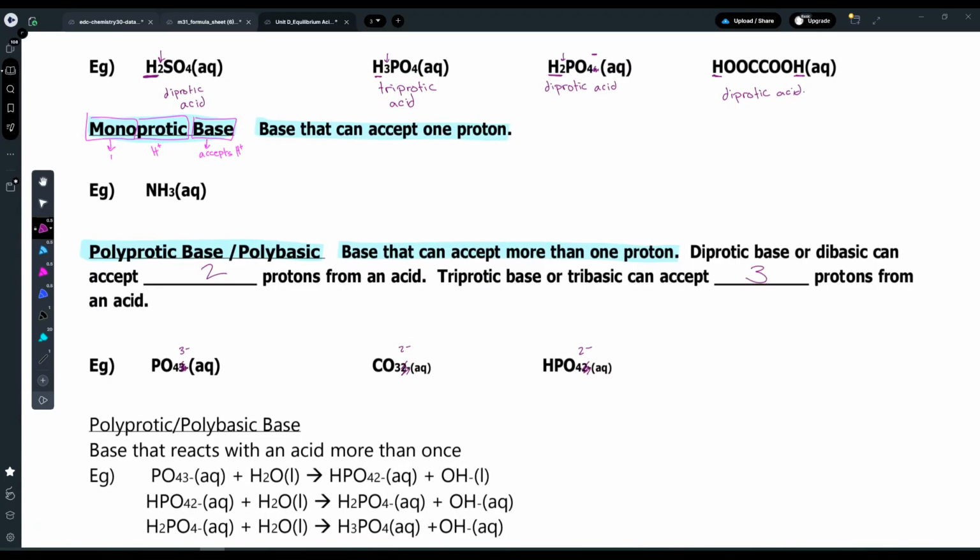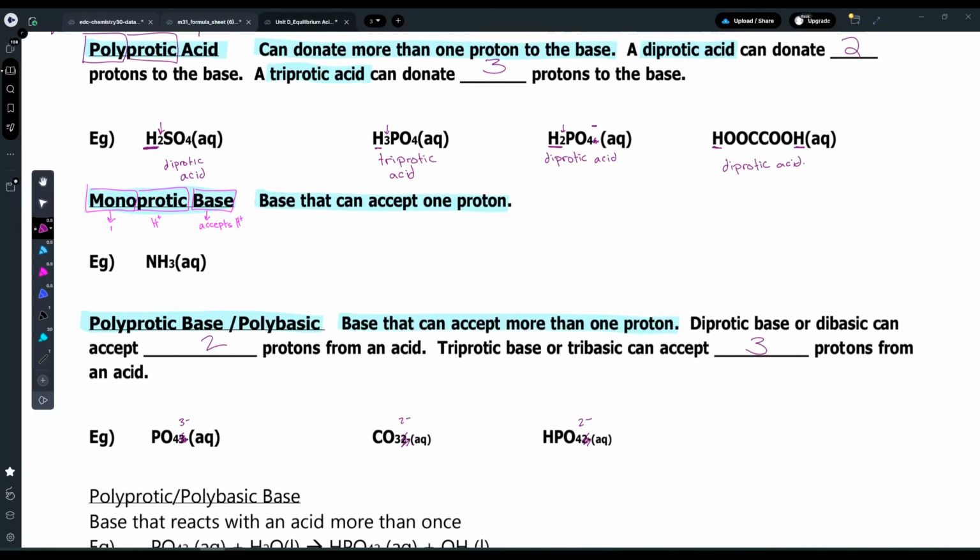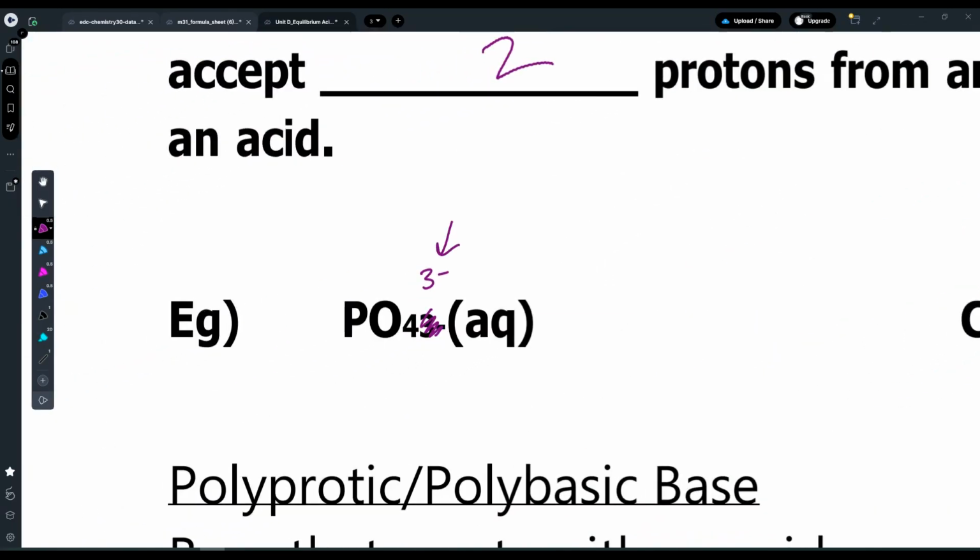Looking at the three examples that we've been given, how you can figure out whether a base is diprotic or triprotic is typically you just look at the charge. Of course, with chemistry, there are exceptions. Our exception to being able to look at the charge and tell how many protons a base can accept would be ammonia. But for other bases, you can just look at the charge. Since this has a 3- charge, it tells you that it can accept 3 hydrogens in order to get to a neutral charge.